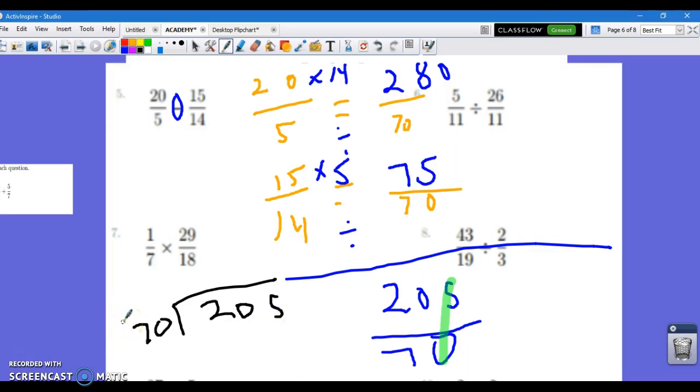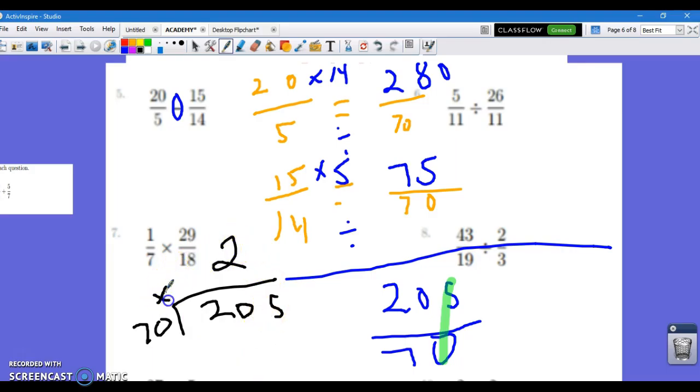70 will go into 205. Remember, you can use your calculator just as long as you're showing your work on your scrap paper. Okay, so in the calculator we put 205 divided by 70. It's going to give you a decimal answer. Just use the whole number that's in front of that decimal, and that would be 2. The decimal answer is 2.92857, blah, blah, blah. But just use the whole number.